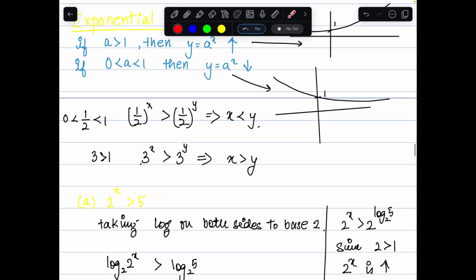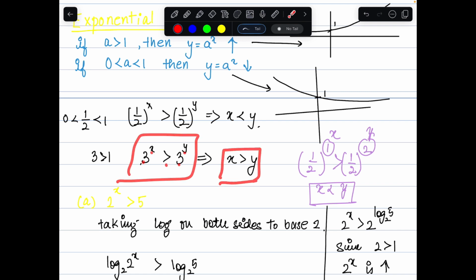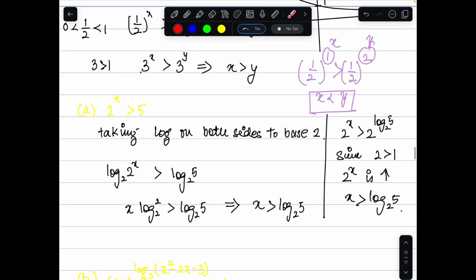So what observation we can make is, 1 by 2 lies between 0 to 1. So if 1 by 2 whole power x is greater than 1 by 2 whole power y, that means x is less than y. Through an example also we can understand, half to the power 1 is greater than half to the power 2. But when we compare this inequality, let's say this is x, this is y, we say y is greater than x, isn't it? Because it's a decreasing function. Coming to the next one, where 3 is greater than 1. If 3 power x is greater than 3 power y, then x is greater than y. Simple.